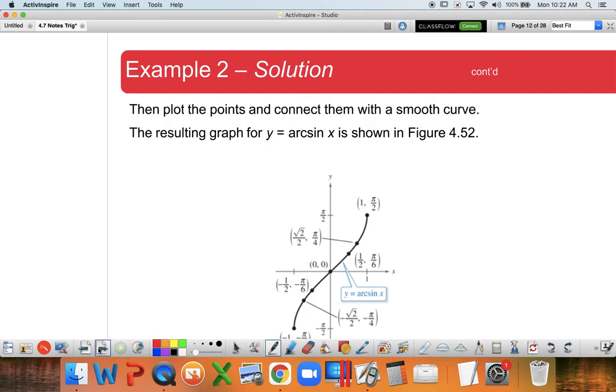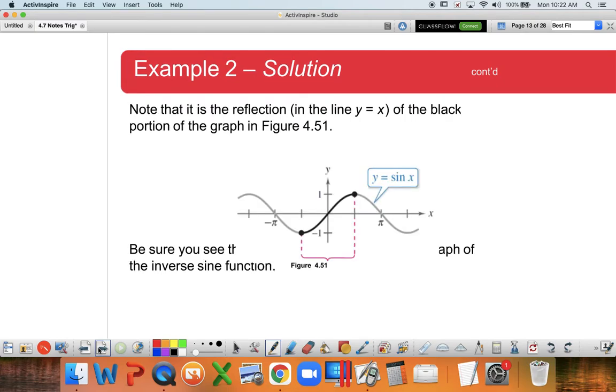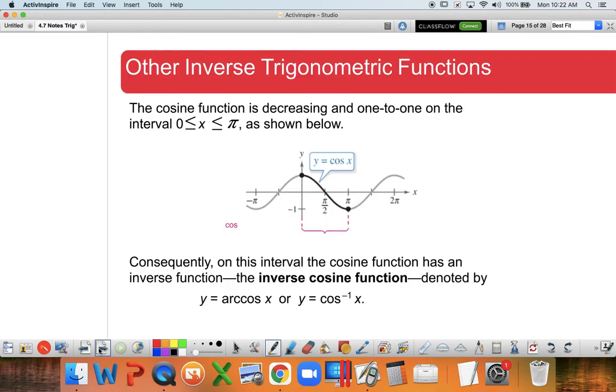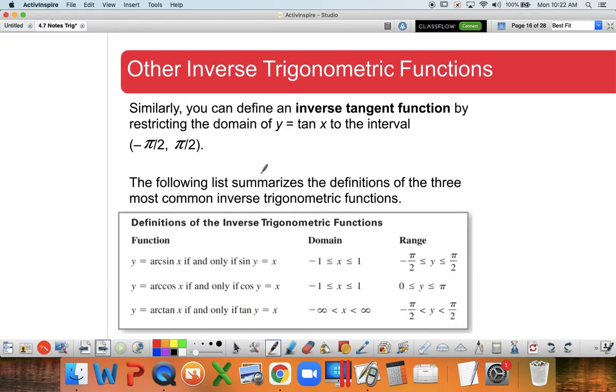So let's remember that we want to talk about all of the functions. We've just been focusing right now on sine, but there's also cosine and tangent. So what are those restrictions? At the bottom of your note packet on that page, you'll see all of our restrictions for our domain and our range for arcsine. For sine, our answer had to be negative pi over 2 to positive pi over 2. For cosine, 0 to pi. And then for tangent, negative pi over 2 to pi over 2.